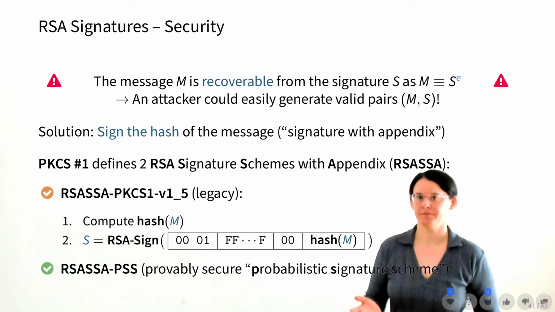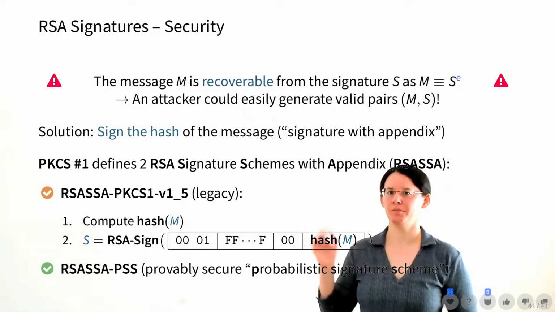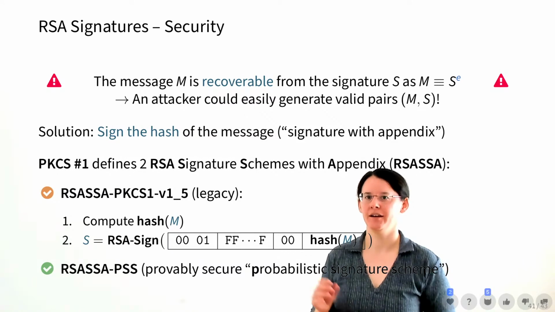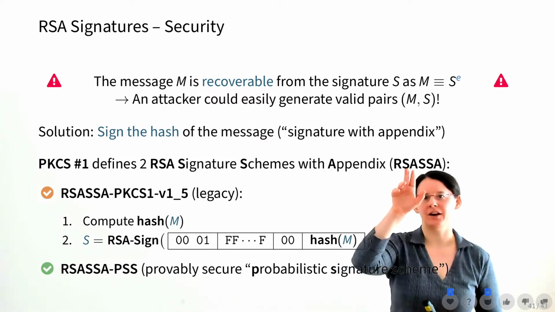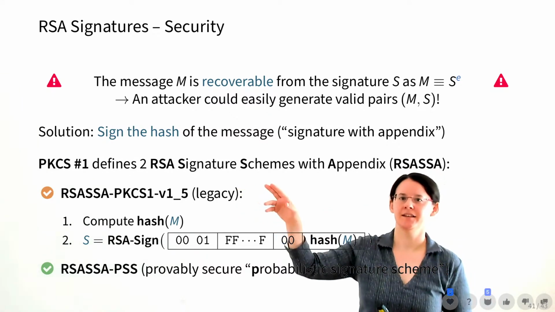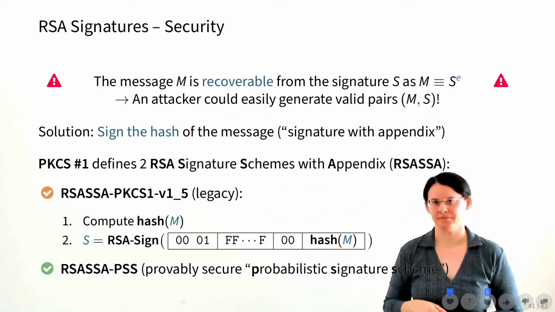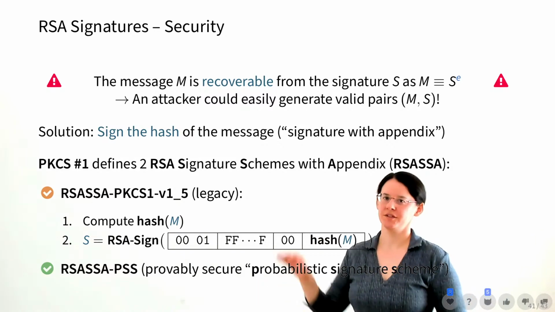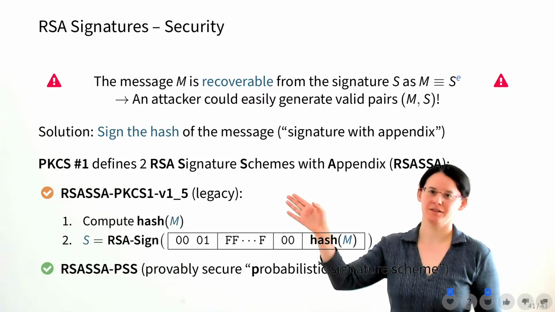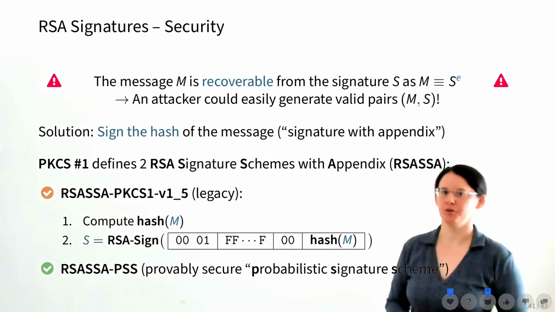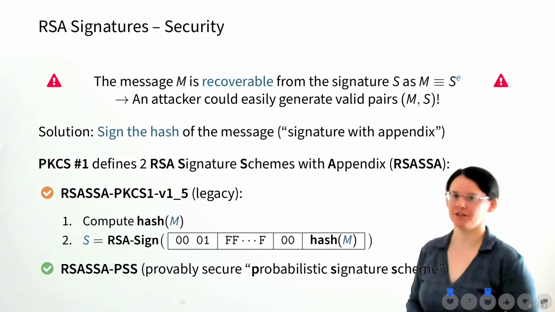So how does it work? How do you combine this with the textbook RSA signature scheme? The combination is, by the way, called RSA SSA, where SSA is signature scheme with appendix. And again, we have two versions. The one that's a legacy version, it's not quite as bad as in the encryption case, but still you should prefer the newer one with probabilistic signature scheme.